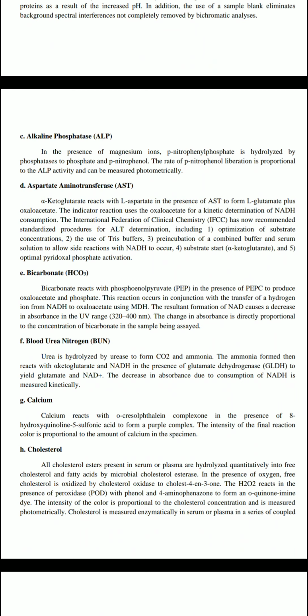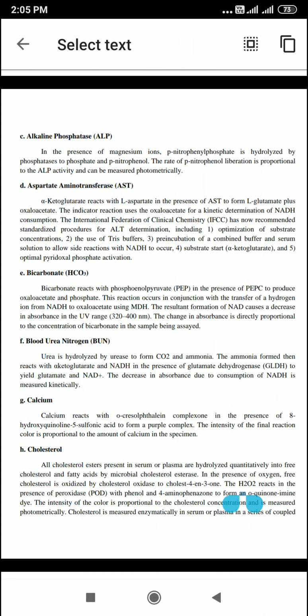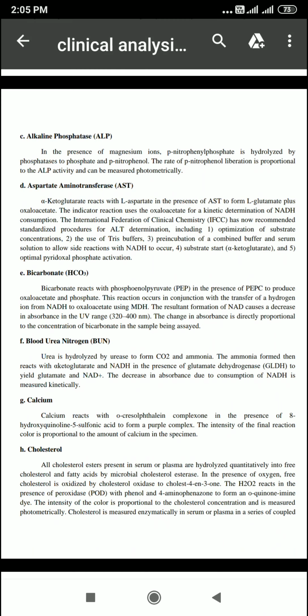Now the next test is for bicarbonate, that is HCO3. The bicarbonate reacts with phosphoenolpyruvate (PEP) in the presence of PEPC to produce oxaloacetate and phosphate. This reaction occurs in conjunction with the transfer of a hydrogen from NADH to oxaloacetate using MDH. The resultant formation of NAD causes a decrease in absorbance in the UV range, that is 320 to 400 nm. The change in absorbance is directly proportional to the concentration of bicarbonate in the sample being assayed.